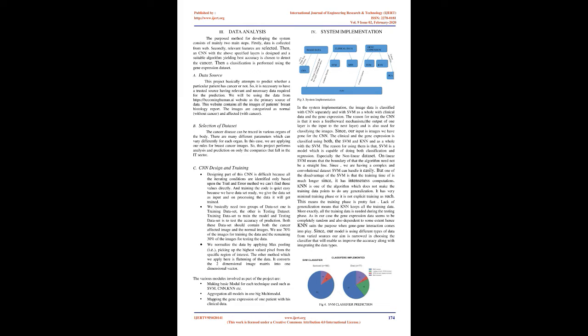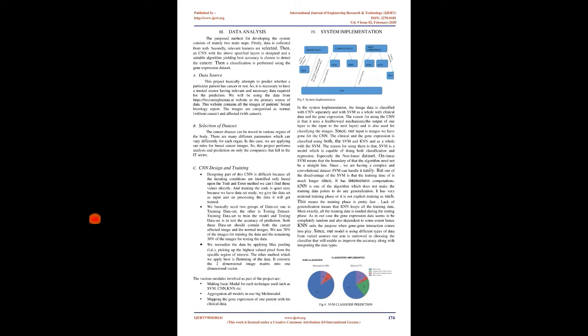C. CNN design and training. Designing the CNN is difficult because all the iterating conditions are identified only based upon the trial and error method. We can't find those values directly. And training the code is quite easy because we have the dataset ready.